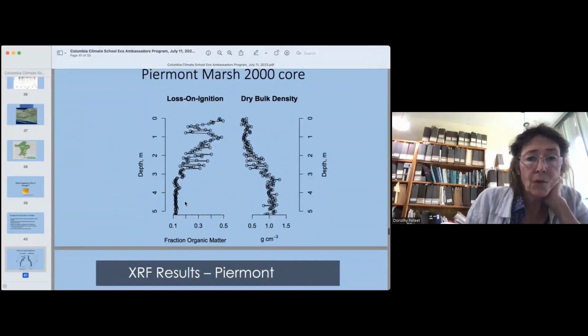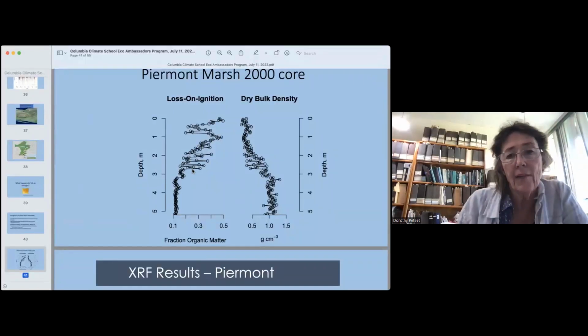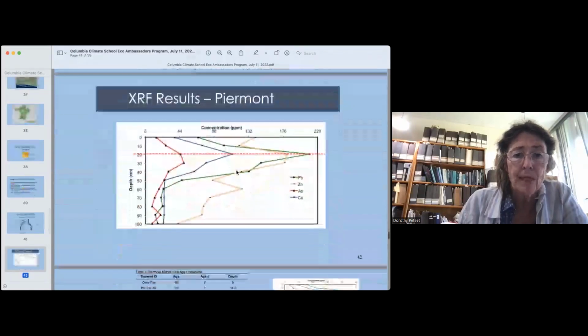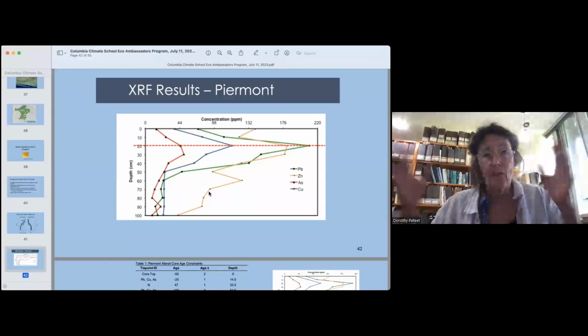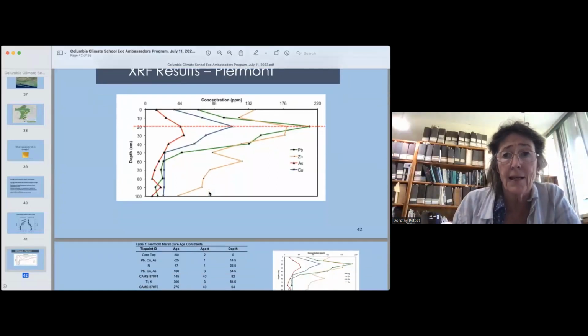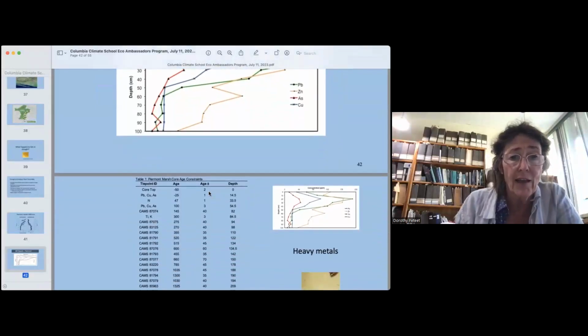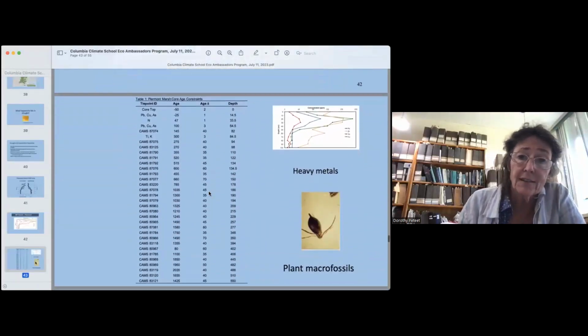Again, we did the same thing. We burned it. You see this increase in organic matter towards the top. In order to get the carbon content, we multiply the organic by the bulk density, the mass over volume. And we also see a lot of heavy metals in the top of the marsh, the top meter. And that's one of my biggest concerns, because if we lose the marshes, these heavy metals are going to go back into the estuary. And that's really bad for all the animals and for us.